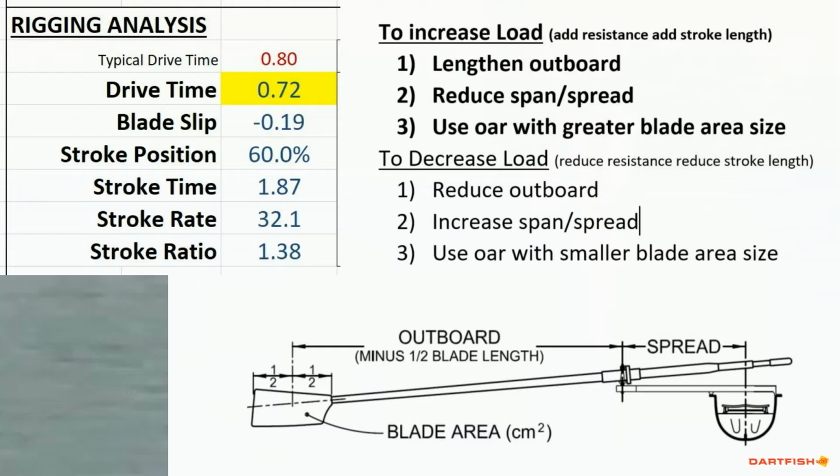An exceptionally strong athlete might benefit from a reduced span. A taller, longer athlete might benefit from increased outboard. Both adjustments increase the load and length and will increase the drive time.